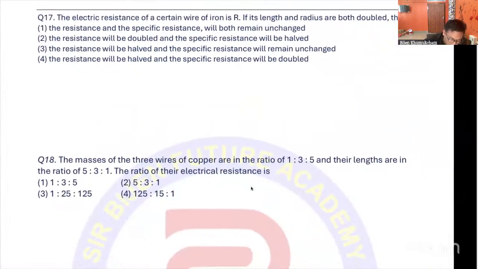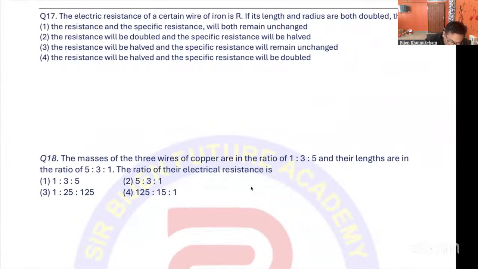Let's talk about question number 17. The electrical resistance of a certain wire of iron is R. If its length and radius are both doubled, R is nothing but rho L by A. Rho has nothing to do with the geometry of the wire. It depends on the type of the material and the temperature. If nothing is mentioned about the temperature, then assume that the temperature is constant. So rho L by A.